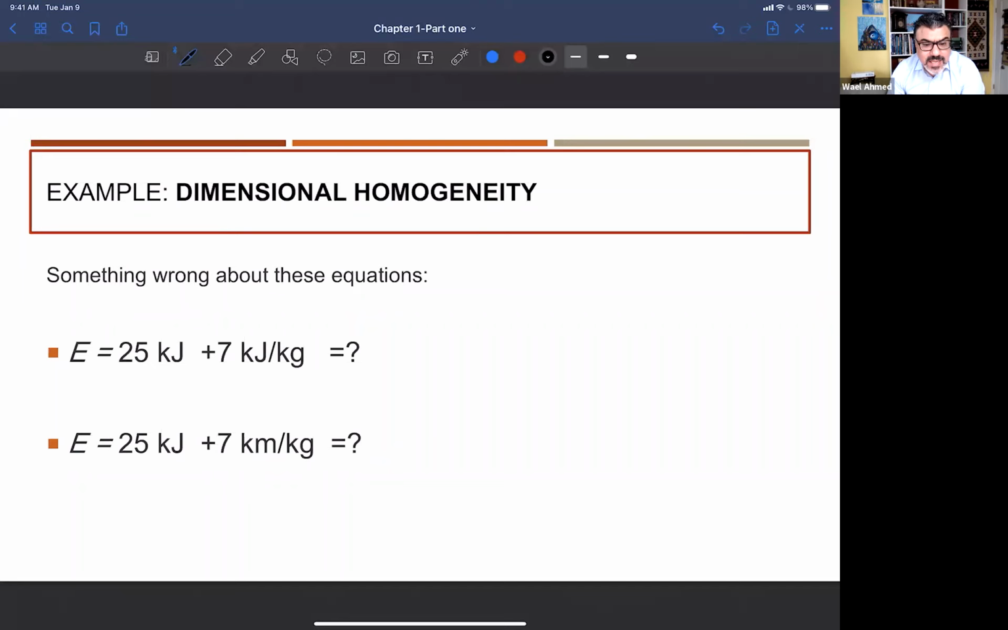So when you are solving a problem, and this problem included adding different terms in the equation, you have to make sure that the units are consistent, okay? So the first one is wrong, and the second one is the same thing, right? It's kilojoule, and then there's plus 7 kilometer per kilogram. Doesn't make sense, right? Units are very important too.